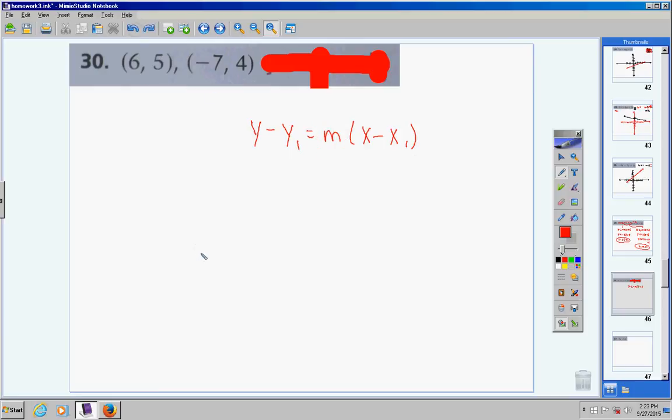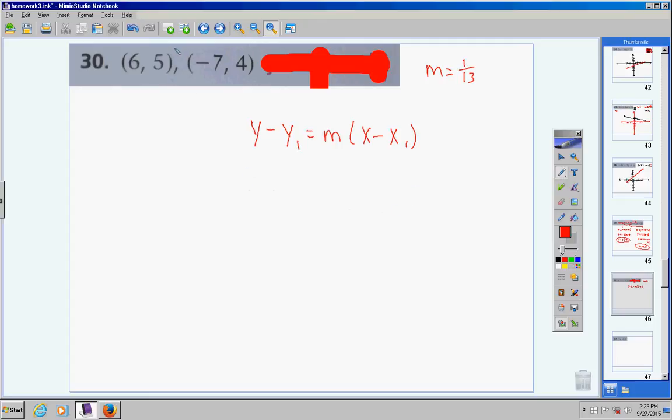y minus y, that's 5 minus 4. x minus x. My x's are 6 and negative 7, so 6 minus a negative 7. 5 minus 4 is 1. 6 minus a negative 7 is 6 plus 7, that's 13. So your slope is 1/13. Okay, now remember, your calculator can help you a lot with your fractions. So don't hesitate to use it, okay?